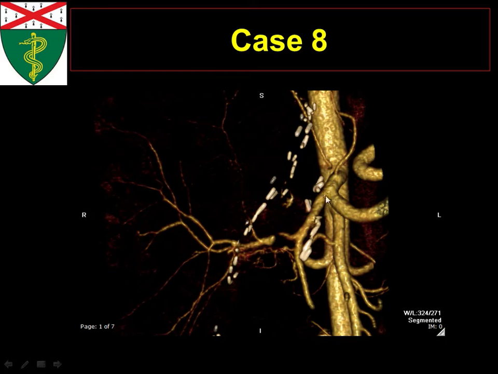And this is the celiac artery. That's the splenic artery. That's the GDA coming off. That's the proper hepatic artery. And what do you see here?